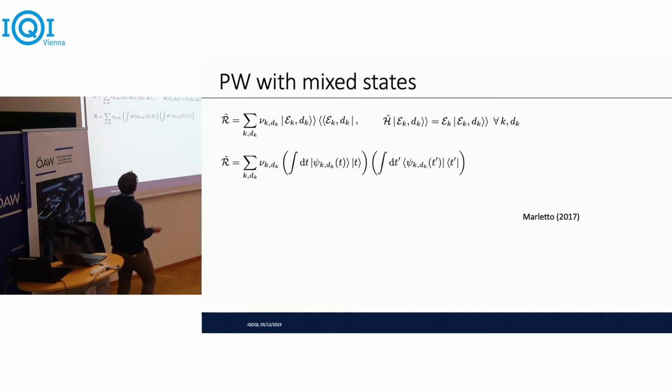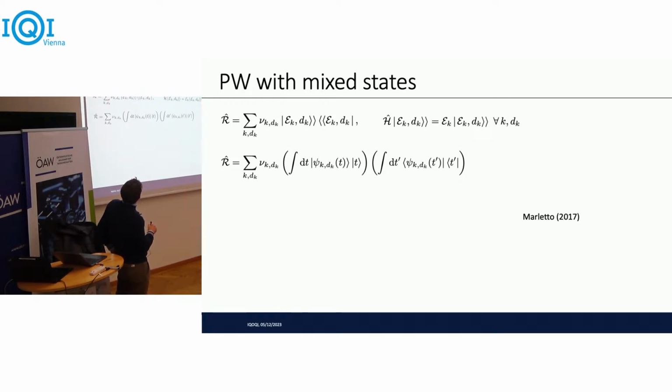OK, great. So yeah, can we do the things with mixed states? Yes. So how does it work? Well, the state of a universe commutes with the Hamiltonian of a universe. So we can write the state of a universe in this way, as this combination of these energy eigenstates of a universe.